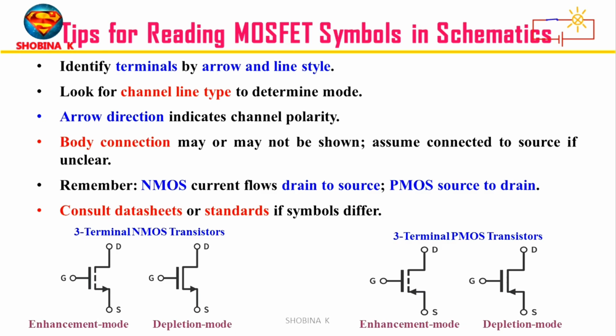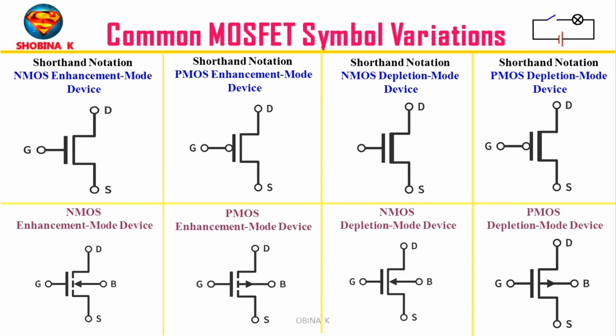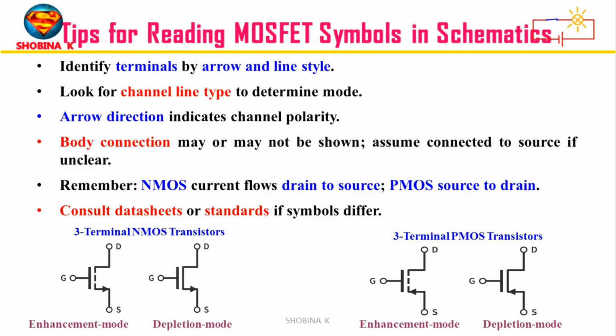Next, look at the channel line type to determine mode. Broken or dashed line means enhancement mode, normally off. Solid line means depletion mode, normally on. After that, arrow direction indicates channel polarity. Arrow pointing in means N channel, that is NMOS. Arrow pointing outward means P channel, that is PMOS. In IEEE symbols, the arrow on the source leg shows current flow direction.